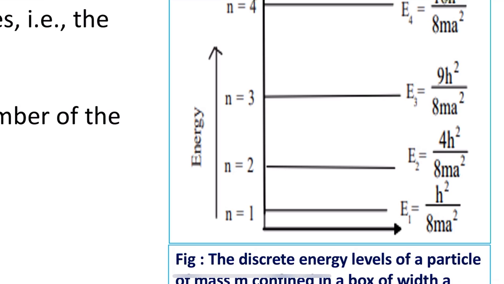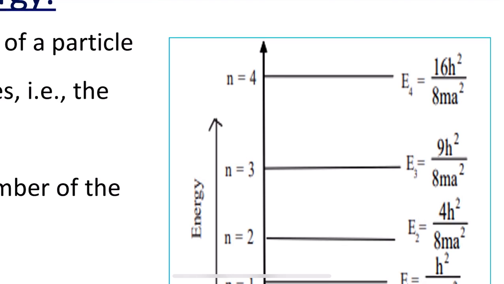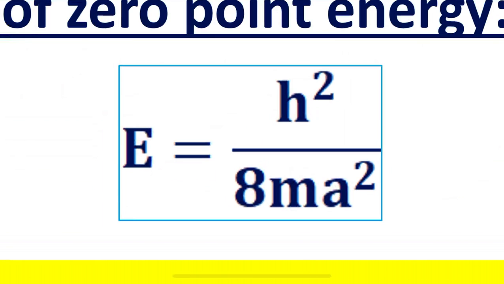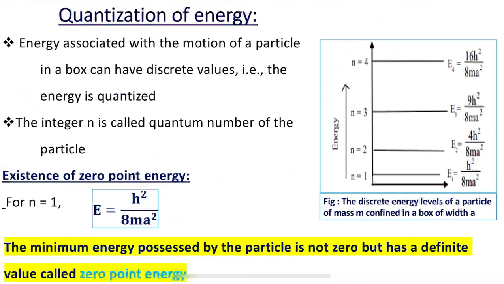Suppose the integer value n is equal to 2, then E2 is equal to 4h square divided by 8 m a square. Suppose n is equal to 3, then E3 is 9h square divided by 8 m a square. So all these discrete energy levels of a particle of mass m confined in a box of width a are calculated with the help of this equation, E is equal to h square divided by 8 m a square.